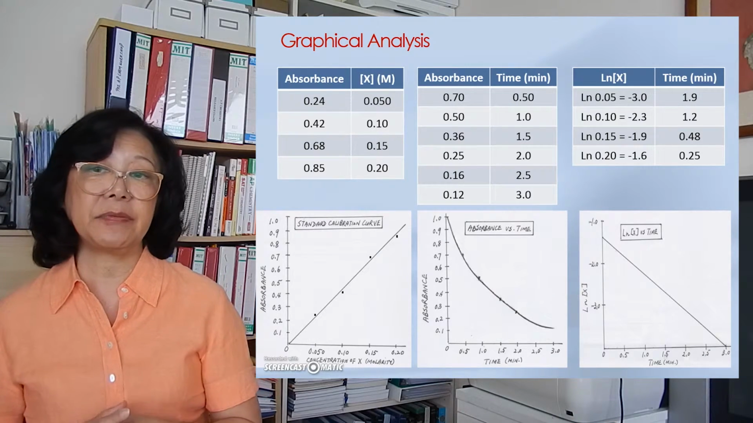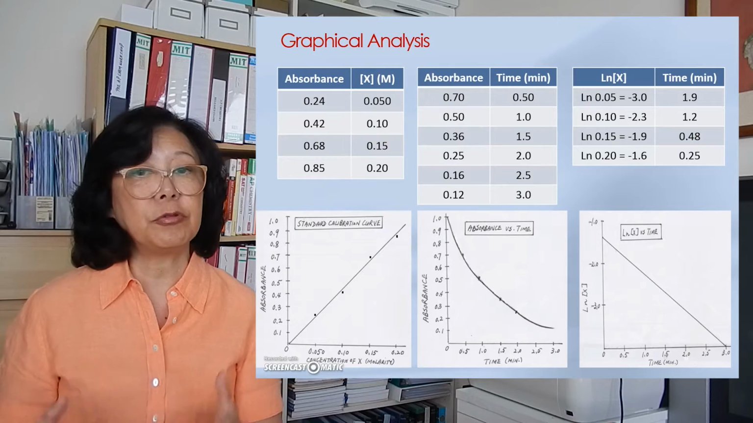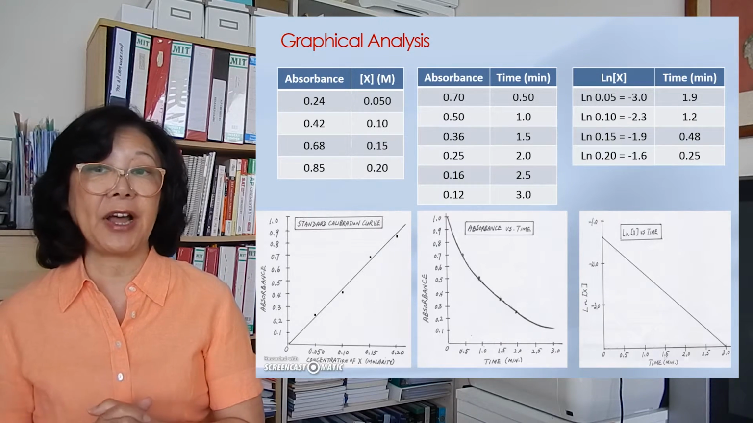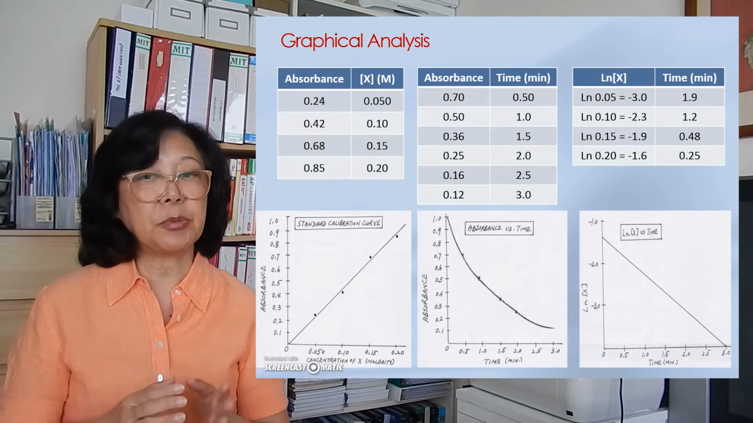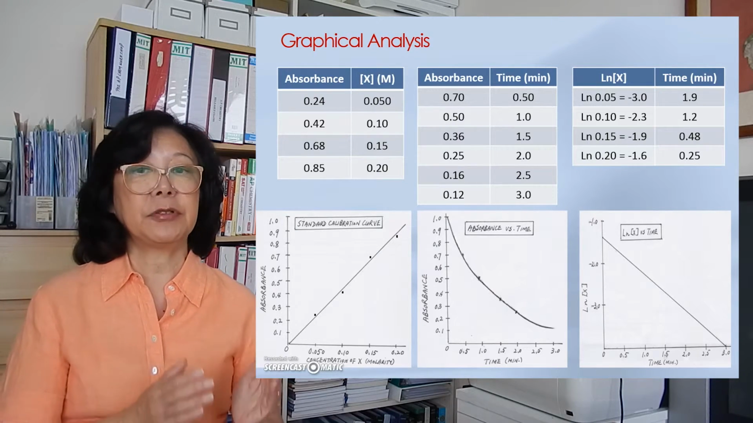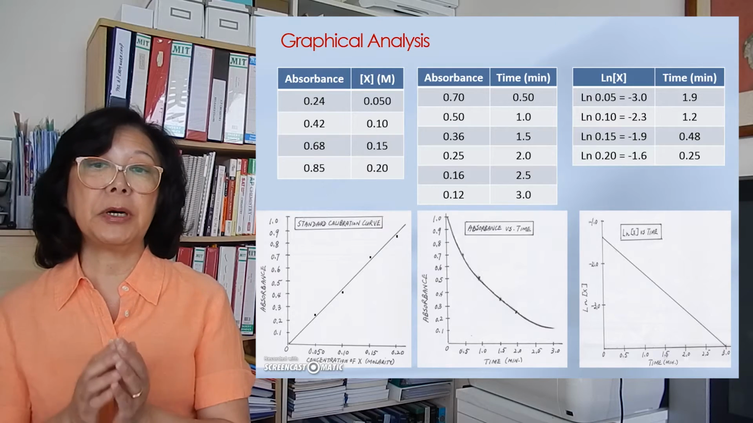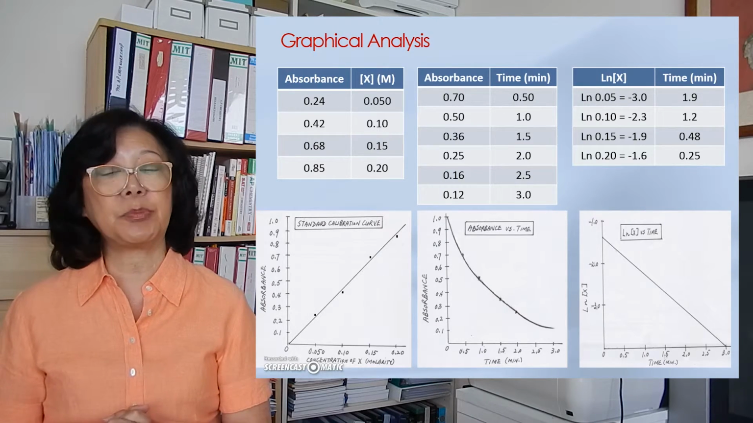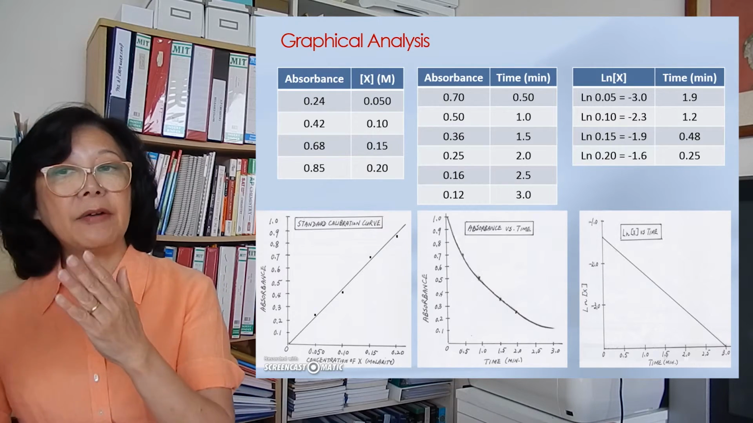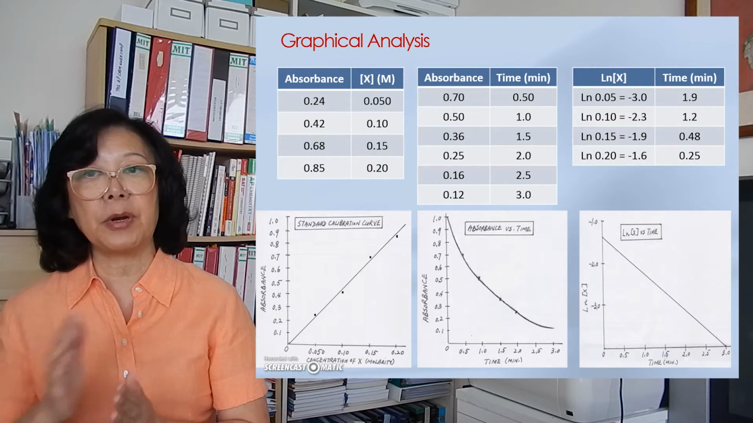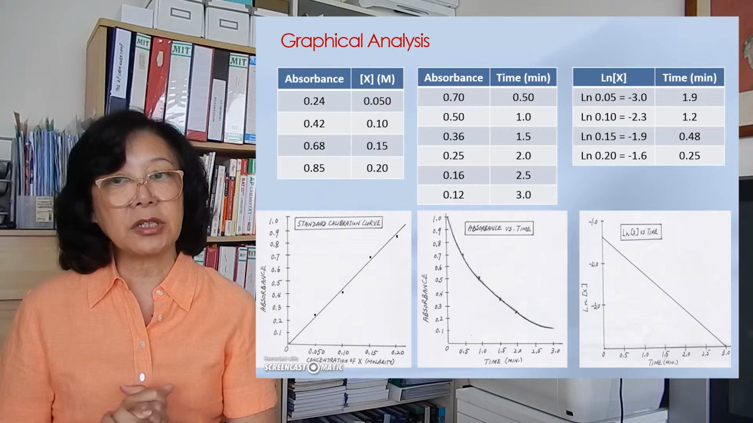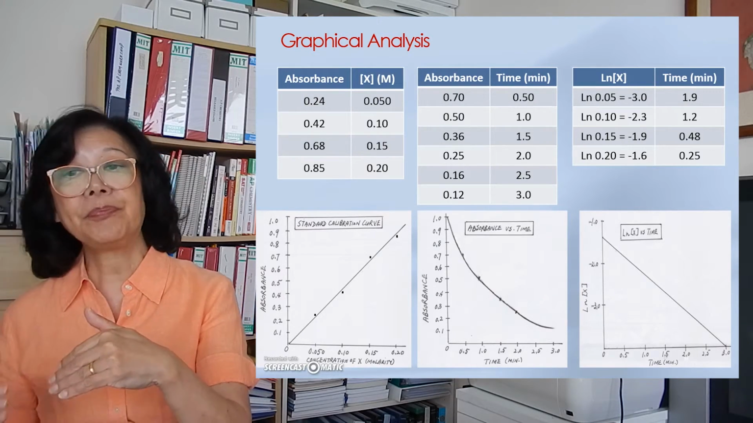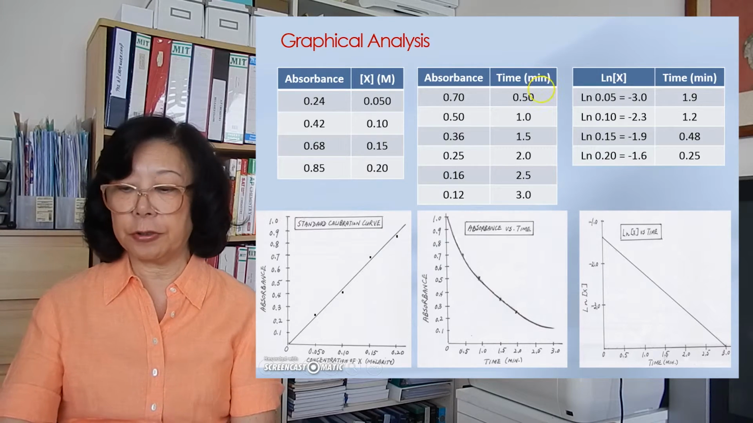For example, the last set of data, which is at 0.2 molar, I take the natural log of 0.2, which is a negative 1.6 value. Now the absorbance is 0.85 from the left data. So I go to the middle one, go to 0.85 absorbance, and find the corresponding time, and that's 0.25 minutes. Now I have enough points to make my graph on the right of natural log of X concentration versus time, and I get a straight line going downhill, which means the reaction is first order.